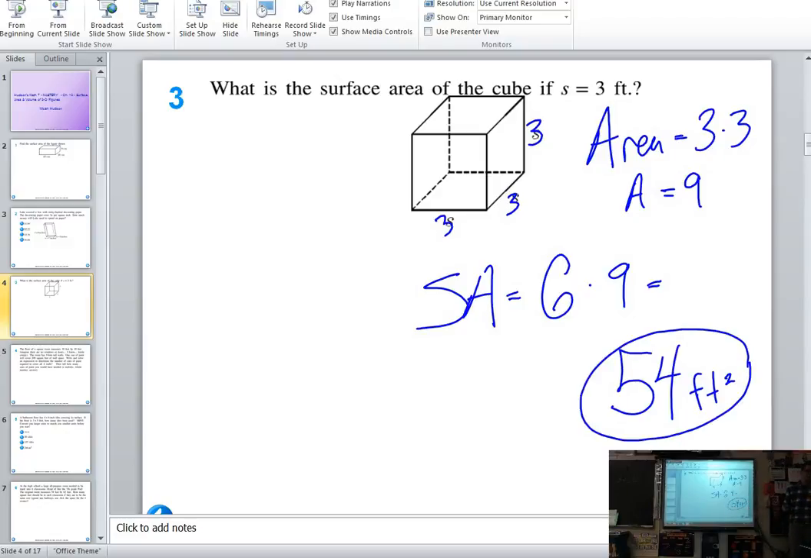Any remaining questions on that? That's all you have to do for 3. Now, there are other ways you can solve it. You can use the formula. You can reason through it other ways. But that's the easiest because every face is identical.